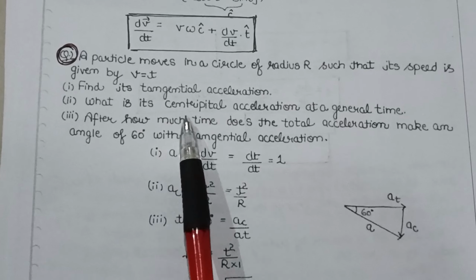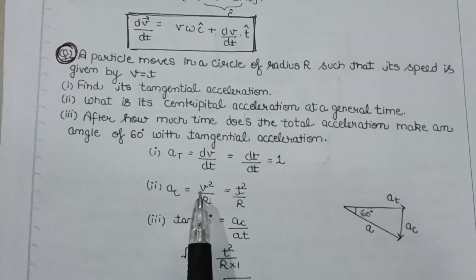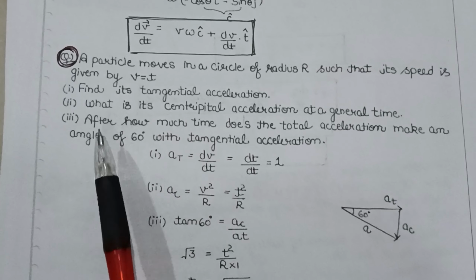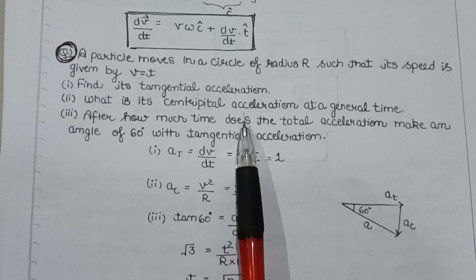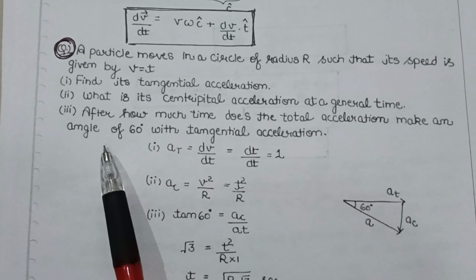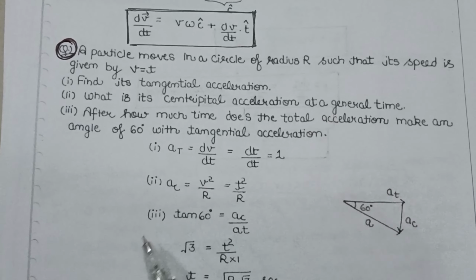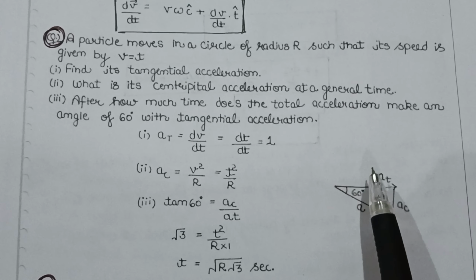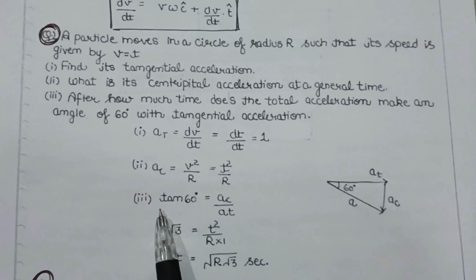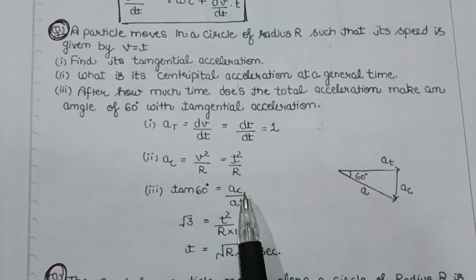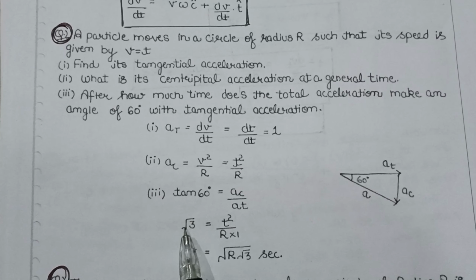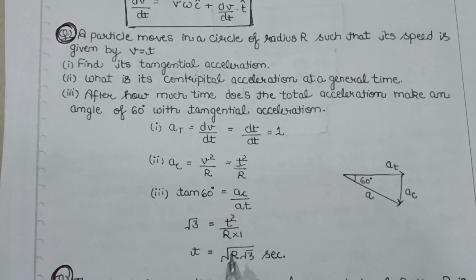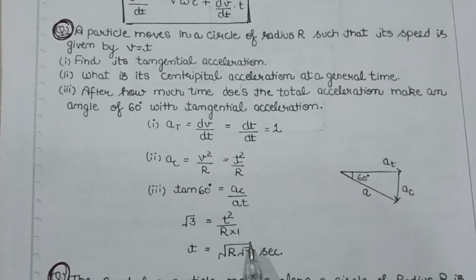Second question, we have to find the centripetal acceleration, which is equal to v square by r is equal to t square by r. The third question is, after how much time does the total acceleration make an angle of 60 degrees with the tangential acceleration? From this figure, we can see the net acceleration makes an angle of 60 degrees with the tangential acceleration. Therefore, tan 60 degrees is equal to AC by AT. From here, under root 3 is equal to t square by r into 1. Therefore, t is equal to the whole under root of r under root 3 seconds.